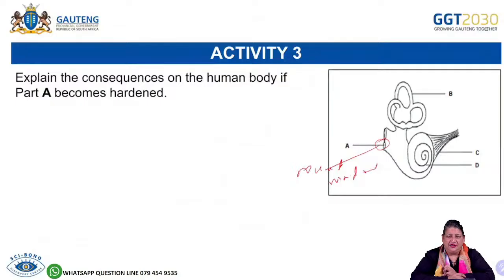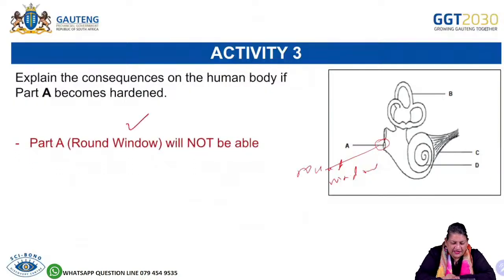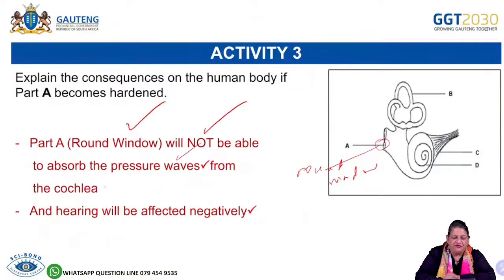Maybe it's hardened with mucus. Okay, it became hardened with mucus. Maybe it's hardened with age. So now it can't absorb pressure waves. So if part A, you want to say part A is a round window, if it's hardened, it means it cannot absorb pressure waves from the cochlea, and therefore no nerve impulse will be created, isn't it? So let us see. Can you see part A is a round window? It will not be able to absorb pressure waves from the cochlea, and this can lead to hearing loss.